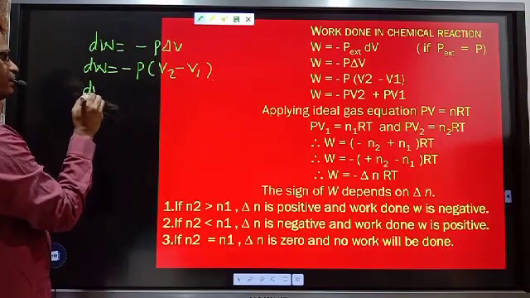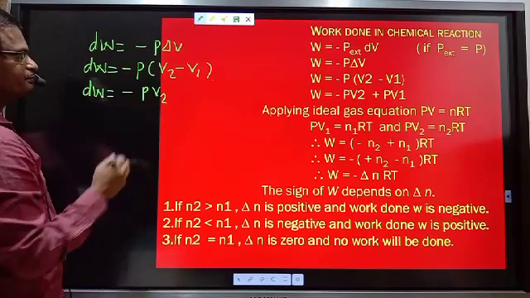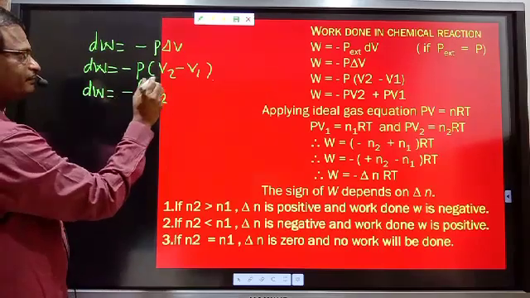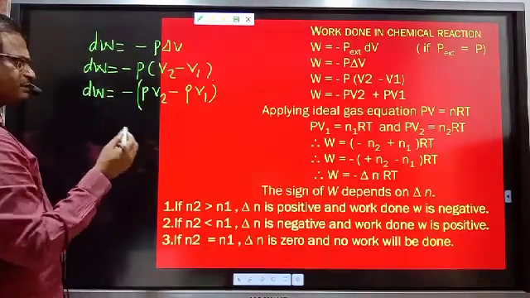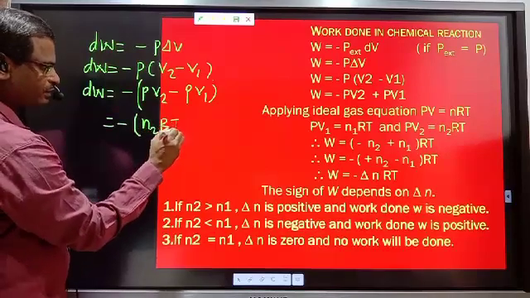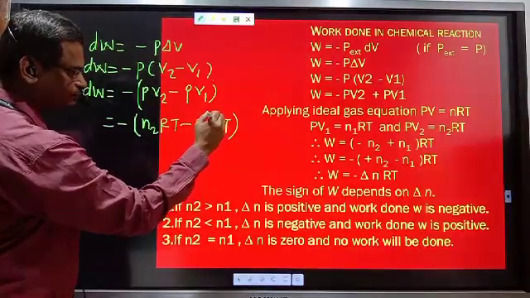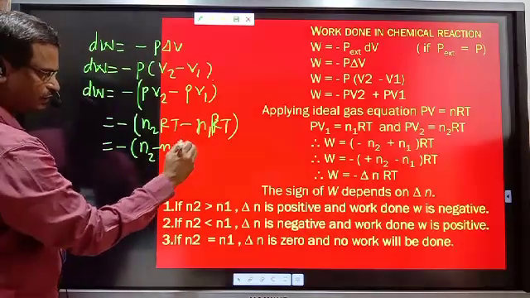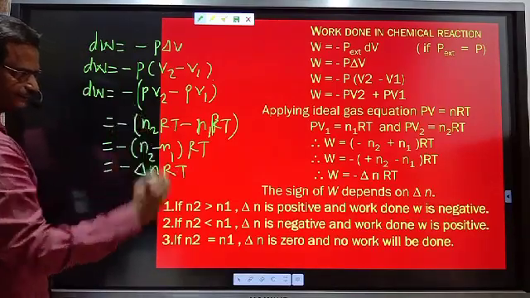On solving that, how does it become? dW is equal to minus PV2, see, minus sign I have taken separately, and then minus PV1. Simply solve it now. Minus PV2 is n2RT. Minus PV1 is n1RT. So minus (n2 minus n1), RT is common. So minus delta nRT, like this.